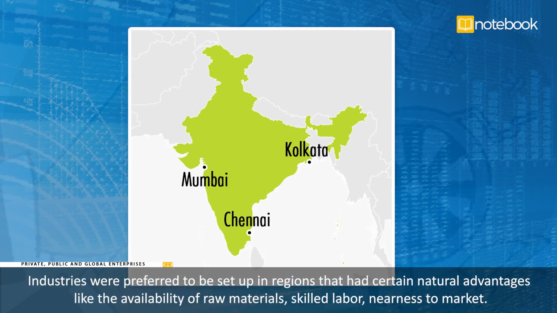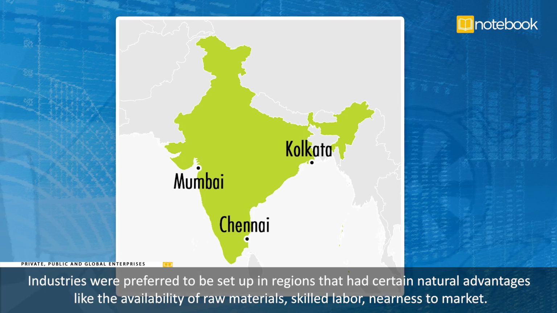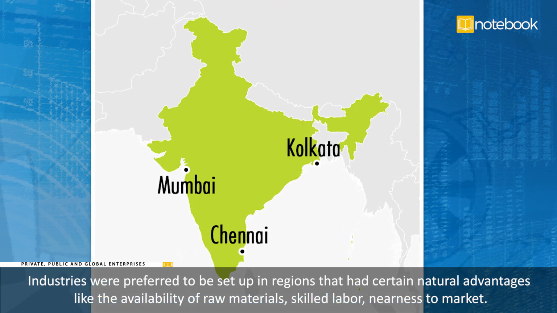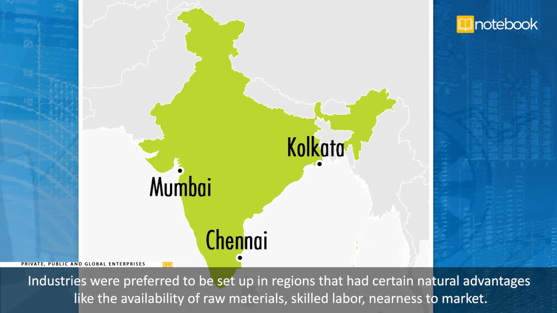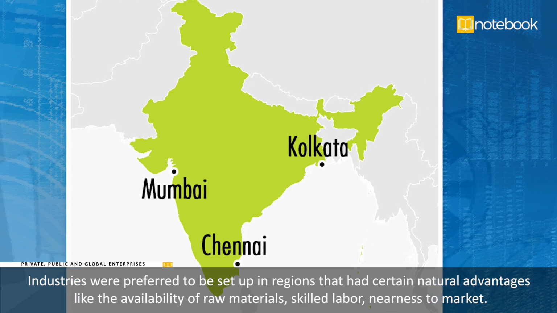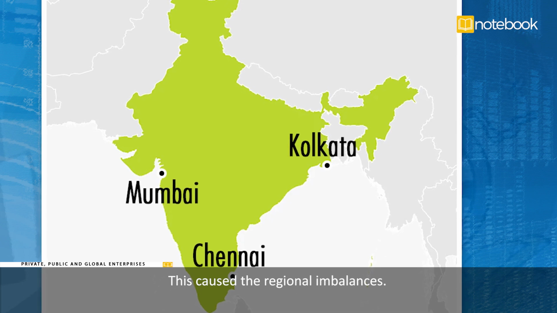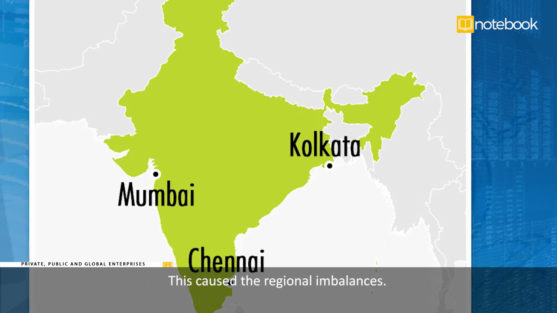Industries were preferred to be set up in regions that had certain natural advantages, like the availability of raw materials, skilled labor, nearness to market. This caused regional imbalances.